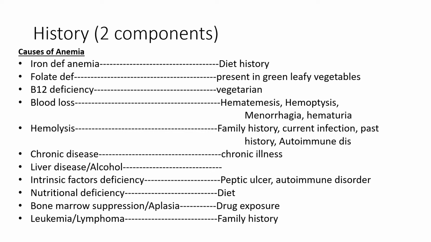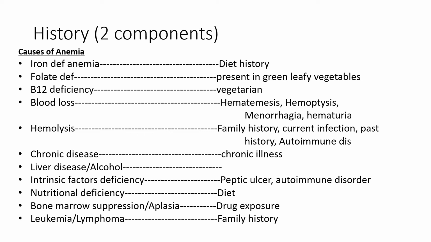In blood loss, we'll ask for hematemesis, hemoptysis, menorrhagia and hematuria. If we suspect hemolysis, family history, current infection, past history, and autoimmune disease history are very important. In chronic disease, we'll definitely ask for chronic illness and liver disease and alcohol abuse. In intrinsic factor deficiency, we'll ask for peptic ulcer and autoimmune disorder that will lead to intrinsic factor deficiency.